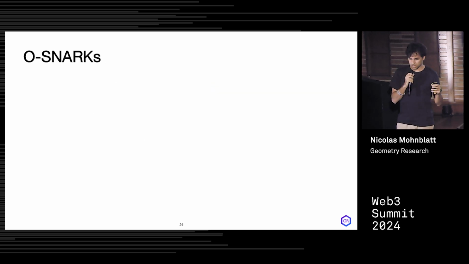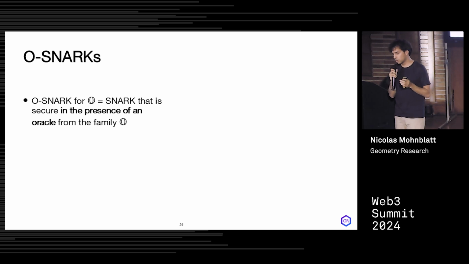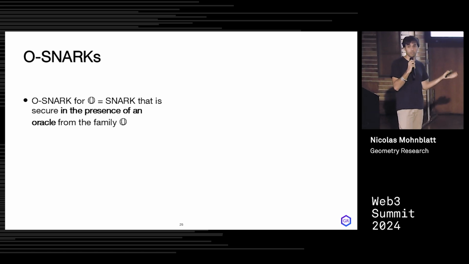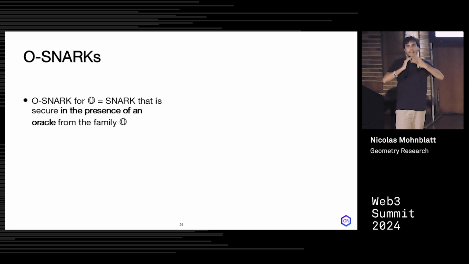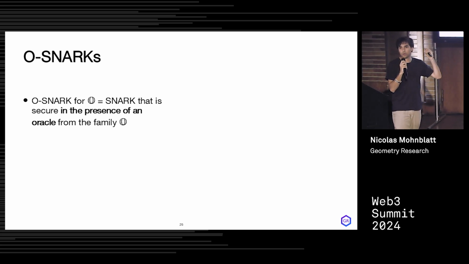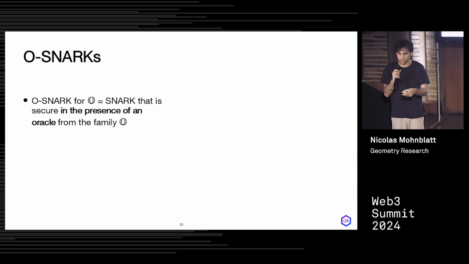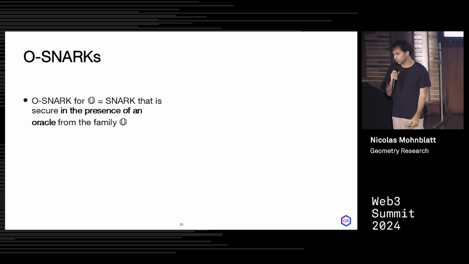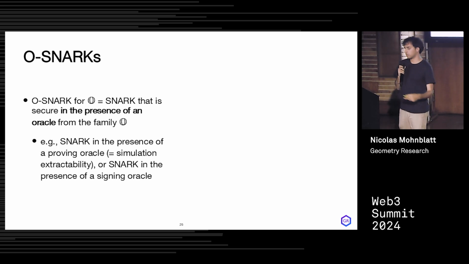So this setting justifies the notion of O-SNARKs. These are SNARKs that are secure in the presence of an oracle. And because we can say any oracle, we're going to focus on specific families. So in the case before, it was a signing oracle. And we can be even more specific. We can say a Schnorr signature oracle, like signing oracle. And so that was an example.